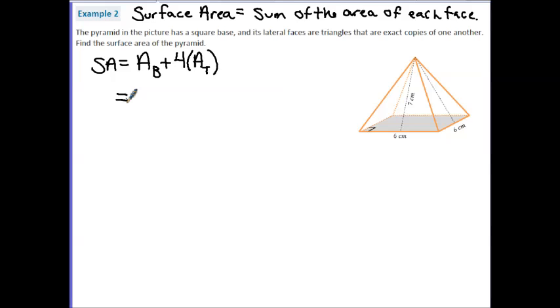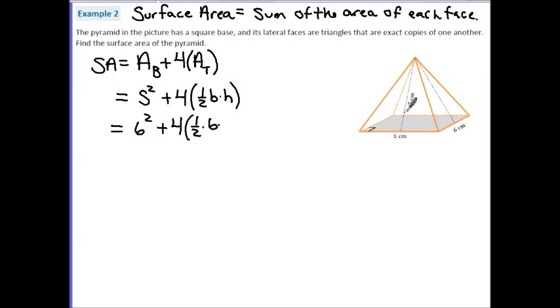The area of the base is actually a square in this case. You can see that it has a length of the side of 6, so the area for this would be side squared. And we know that we're going to do the area of the triangle, which that formula is 1/2 base times height. So in this case, the side is 6, so this is 6 squared, plus 4 times 1/2 times the base. In this case, the base of the triangle is 6. Times the height of the triangle is 7.